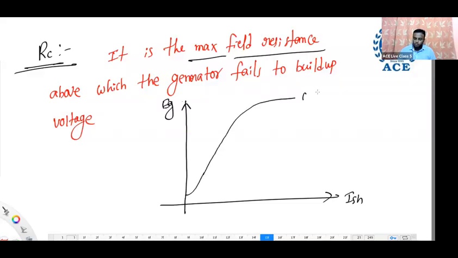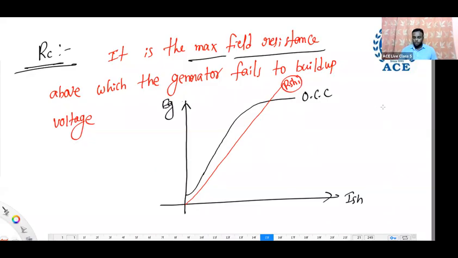It is the OCC we got at a speed n previously, and this is the field resistance line, RSH. Let it be RSH1. This is the field resistance line we consider. Now, how do we find the critical resistance here? Field resistance is nothing but the slope of the line, no?